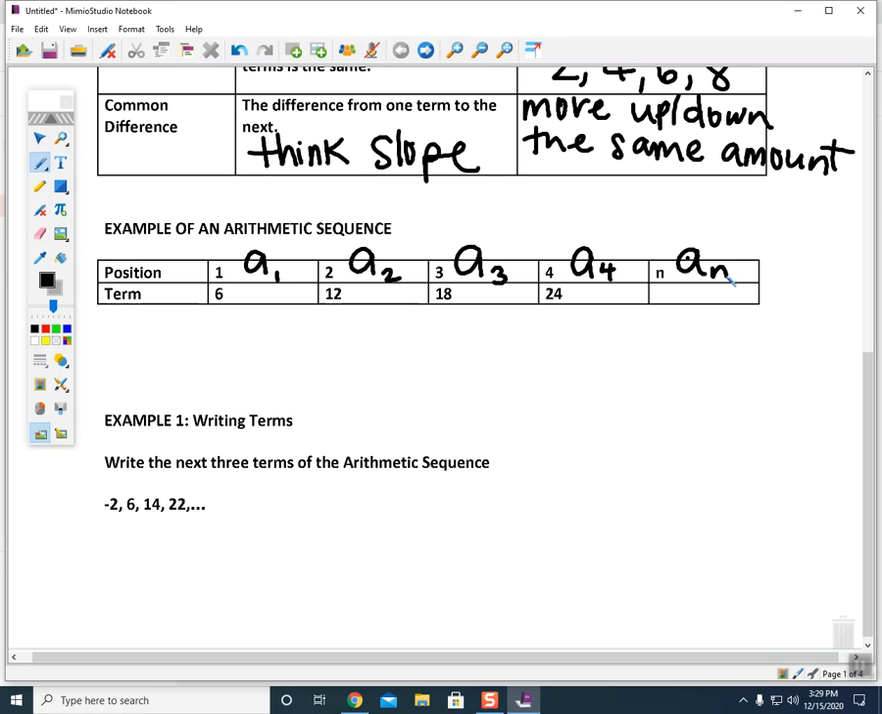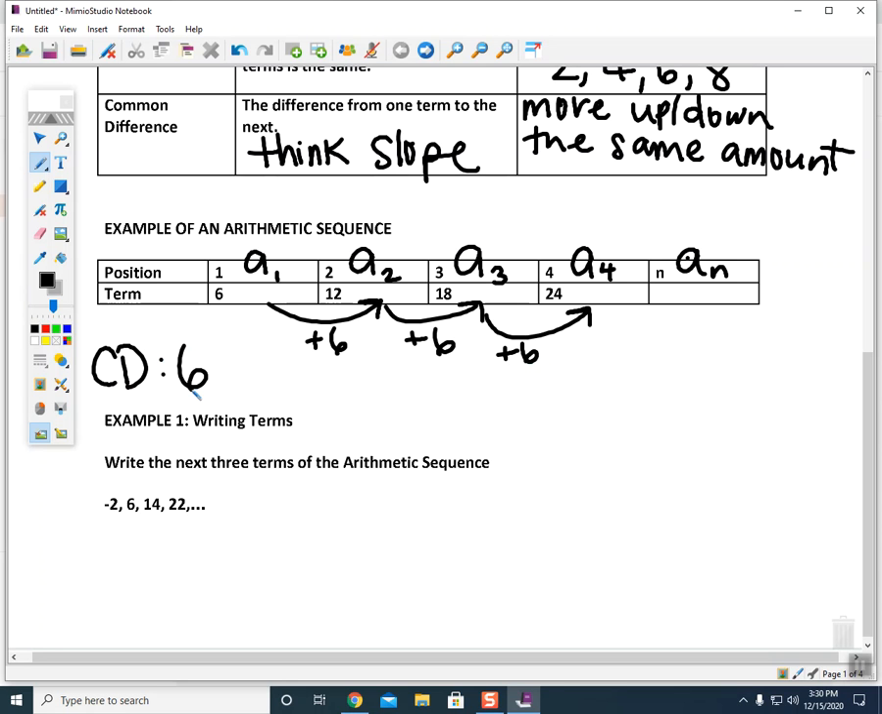So then the next step is to look at, well, how do I get from one to the next? Well, 6 to 12 is plus 6. I don't know why I wrote plus 2. It's plus 6. From 12 to 18, also plus 6. 18 to 24, plus 6. So my common difference, I'm going to abbreviate that as CD. My common difference then is 6. I'm increasing by 6 every single time.